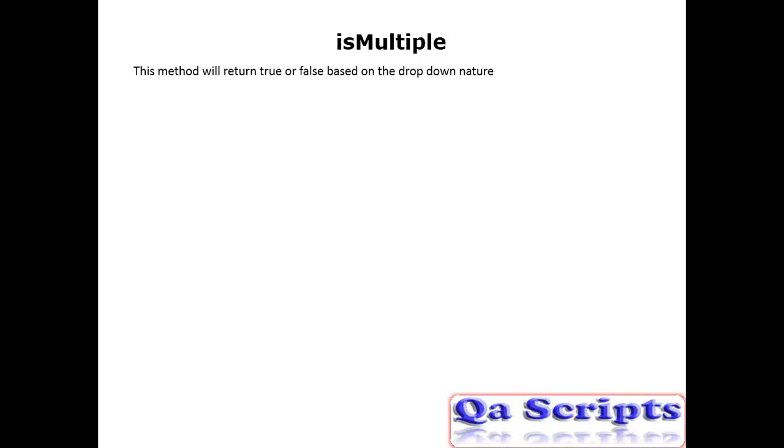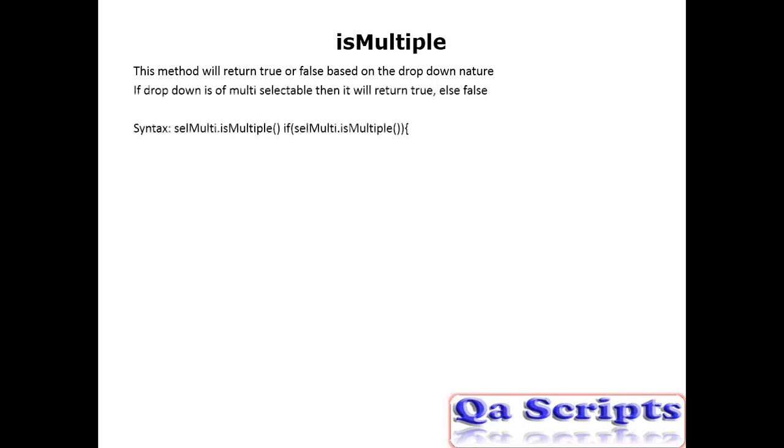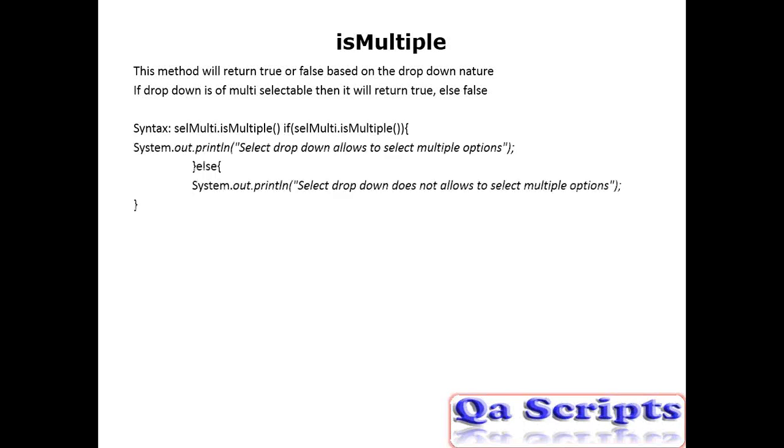Let us see the syntax. Here is the syntax. How can we use isMultiple? Since it's returning true or false, I will put that into an if condition. Then I will print out a message, something like select drop down allows to select multiple option. If it is false, then I will print out select drop down does not allow to select multiple option, as it is a single drop down. Let us see in Eclipse.